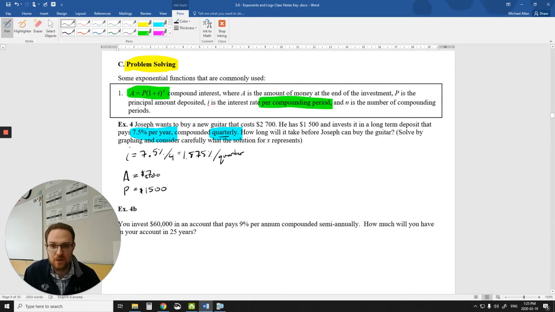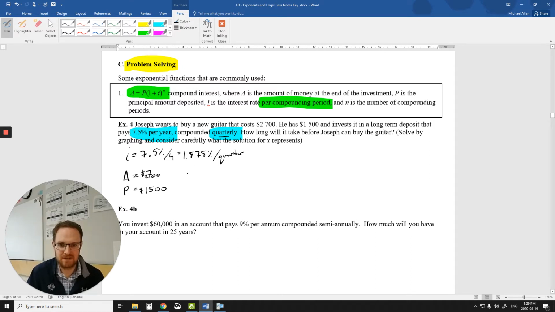Now you can brute force this, and just keep on adding on that percentage. All right, so back at it here. We have an A value, $2,700. He has the initial amount that he wants to put in here, $1,500, and this is going to be compounded quarterly.